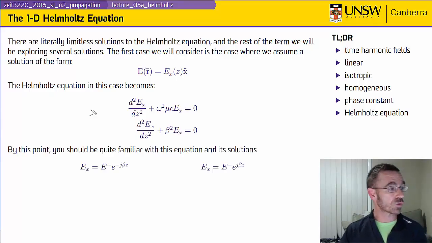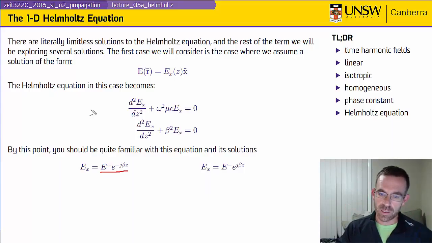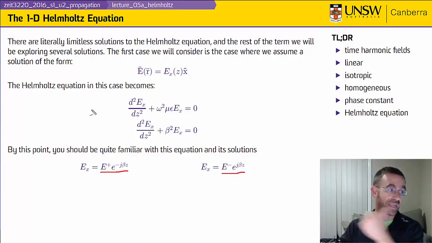We know it has two solutions, sine and cosine. In our case, it's more convenient to use the two complex exponential solutions. The two solutions that we're going to use are e to the minus j beta z, which we're going to label E plus because it turns out that's a positive propagating solution, and e to the plus j beta z, which we're going to label E minus because that's a negative propagating solution. I realize that's a little bit confusing, and this is the notation that I'm going to use.